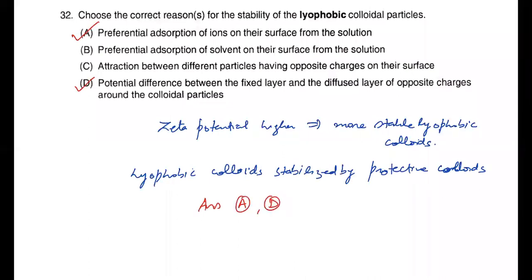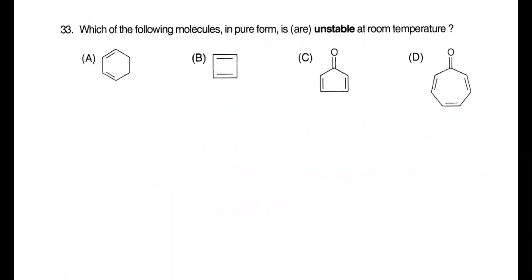Okay. Now move to the next question, question number 33. The 33rd question is given: which of the following molecules in pure form is unstable at room temperature? So we know that anti-aromatic compounds are unstable at room temperature. So as per the rule, anti-aromatic compounds are unstable.